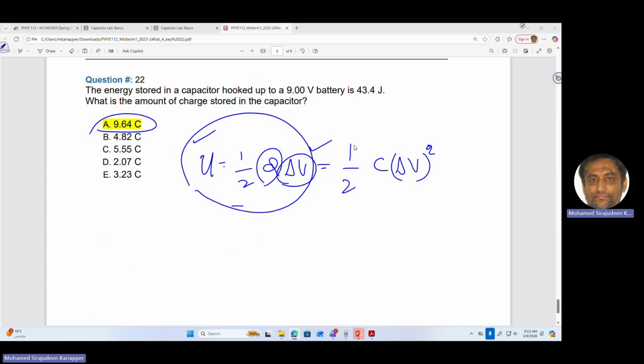So he is giving the energy: 43.4 joules is the energy. You substitute the energy: 43.4 equals half times Q, which is our unknown, times delta V, which is 9. Just solve for Q. You should get the answer 9.64 coulombs.